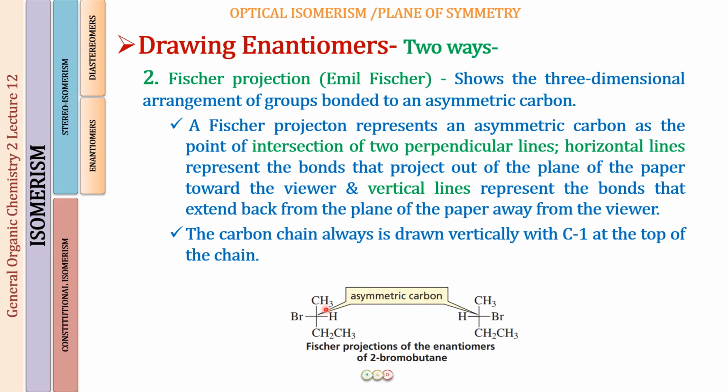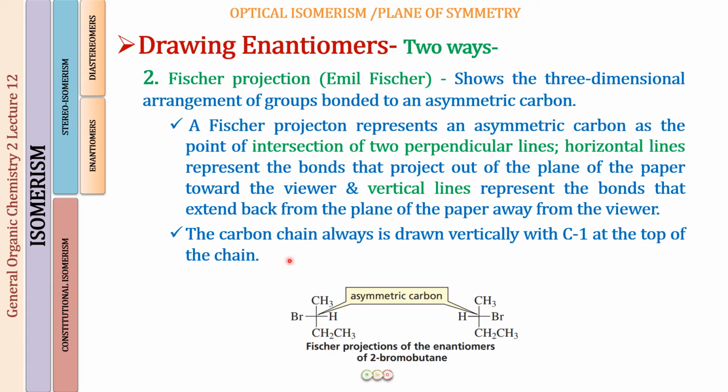And in the model again I showed you that if we hold the model in such a way that two of the horizontal groups are coming towards us, well, there are going to be two vertical groups which are going backwards. So we are representing the two groups which are aligned horizontally, which are coming towards us, this way, and the two vertically aligned which are going backwards, with the vertical line in a Fischer projection.